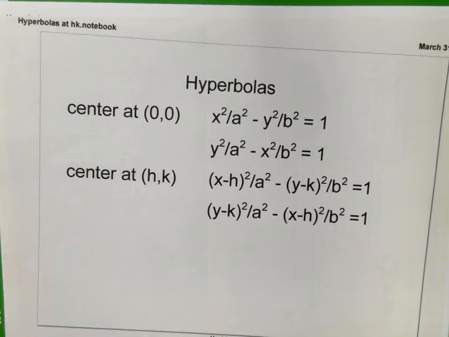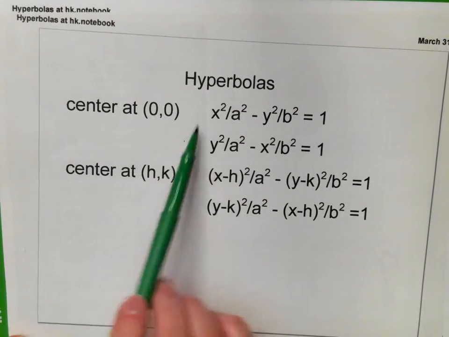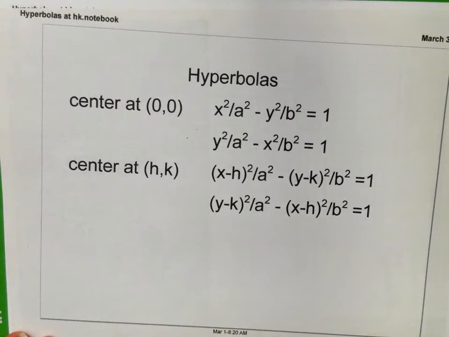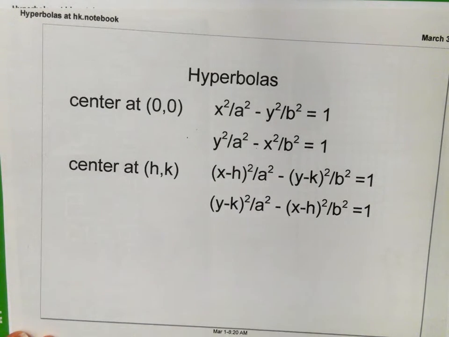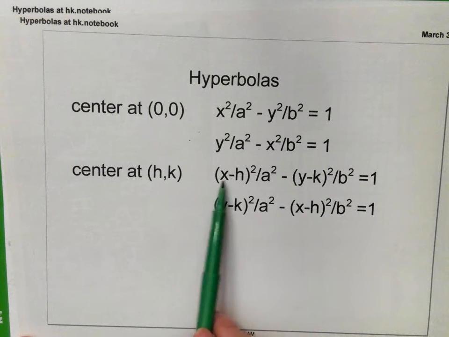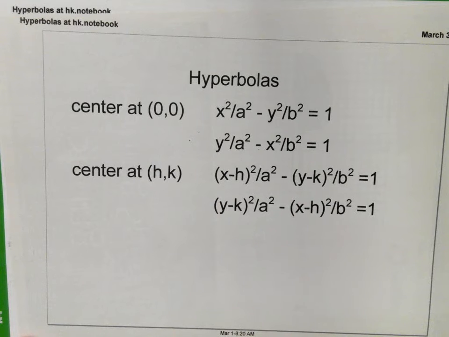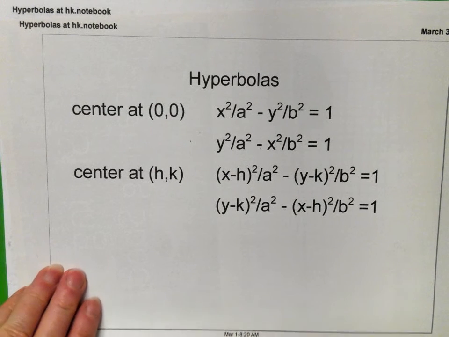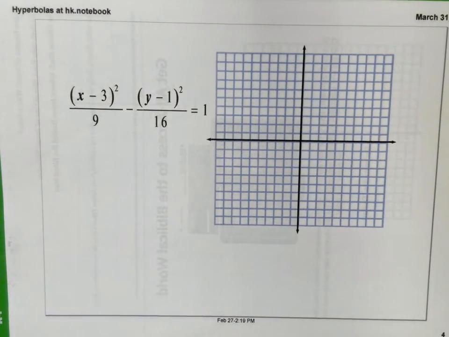And now we have our hyperbola equation. So first of all, we have the hyperbolas at 0, 0. Okay, notice the subtraction sign. And notice that X and Y traded places. So we have them now. Again, H is subtracted from X, and K is subtracted from Y. Same equations, same system. Not much different. Here we go. So how does this work?